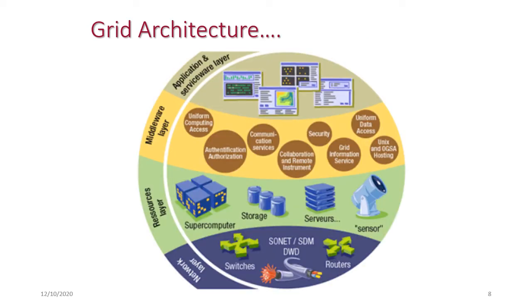And this is the diagram for the layered architecture of grid. In this layered architecture we have four different layers. Layer 1 is the network layer, layer 2 is the resources layer, and layer 3 is the middleware layer, and the topmost layer, layer 4, is the application and serviceware layer.